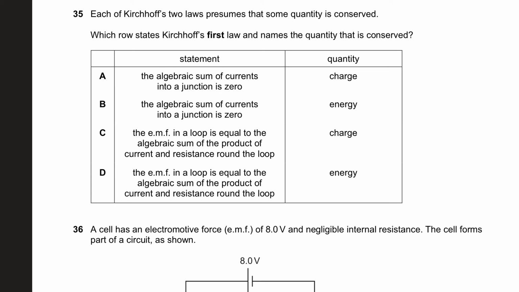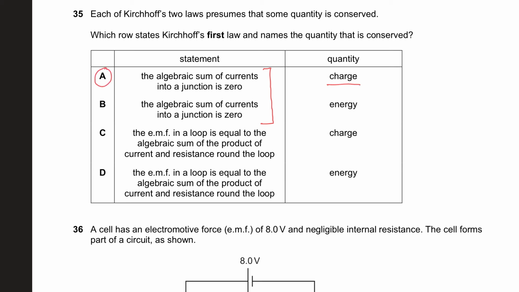Question 35 says, each of Kirchhoff's laws presumes that some quantity is conserved. Which row states Kirchhoff's first law and names the quantity that is conserved? So Kirchhoff's first law is Kirchhoff's current law, which is that the algebraic sum of the currents into a junction is 0. Could be either A or B. And what's conserved? Charge is conserved. So the correct option is A.